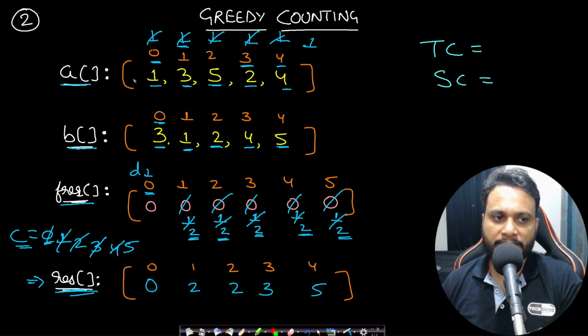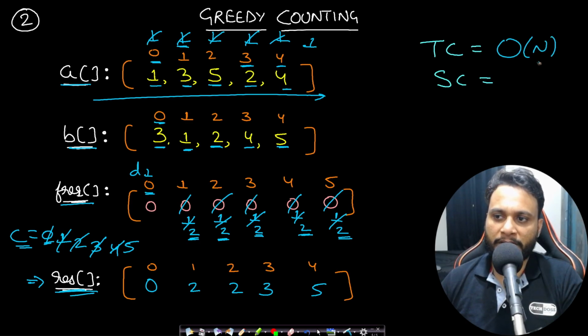In this particular case, we have been iterating through the entire array exactly one time, and incrementing the frequency is just O(1). So the time complexity will be order of n, and the space complexity will be order of n due to the frequency array. Let's now look at the code.